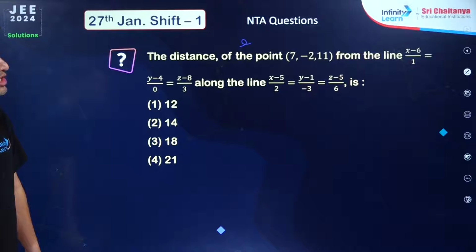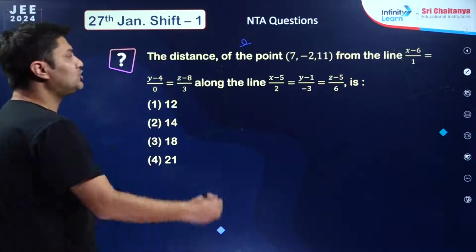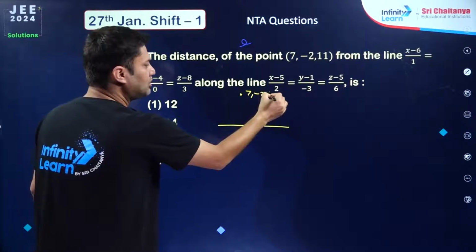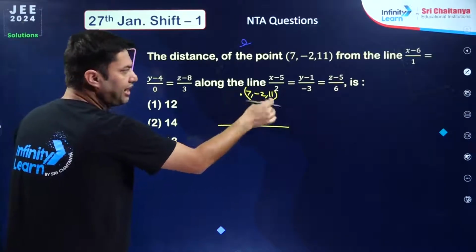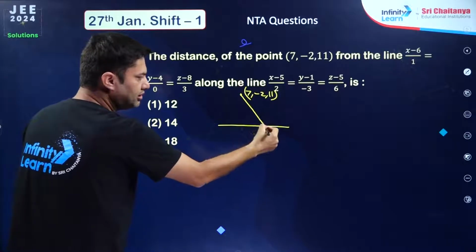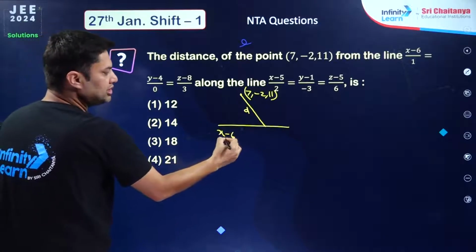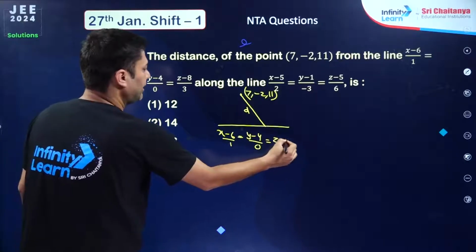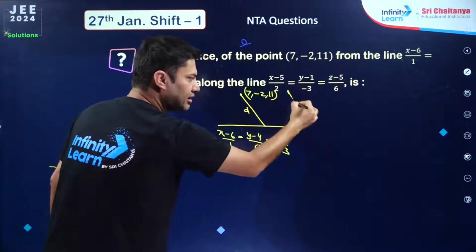The next question is distance of the point from the line along the line. Now you want to find the distance of the point from the line. So this is the point 7, minus 2, 11, and you want the distance of this point from a line along some other line. So this is the distance you want, D. And the line is given to you, x minus 6 by 1 is equal to y minus 4 by 0 equal to z minus 8 by 3. And you want the distance along some other line, this line.